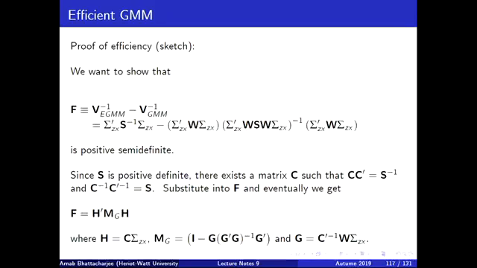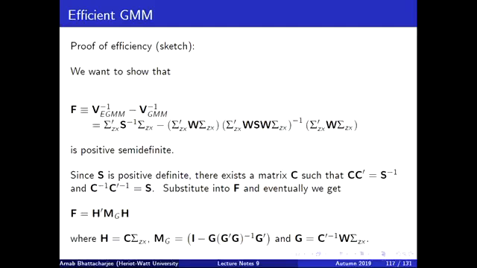So then we find the following. This F guy here is H prime Mg H, where H is simply this, and Mg is an idempotent matrix, symmetric idempotent matrix. It is a projection matrix with G like this. Okay? That is simply by substitution.